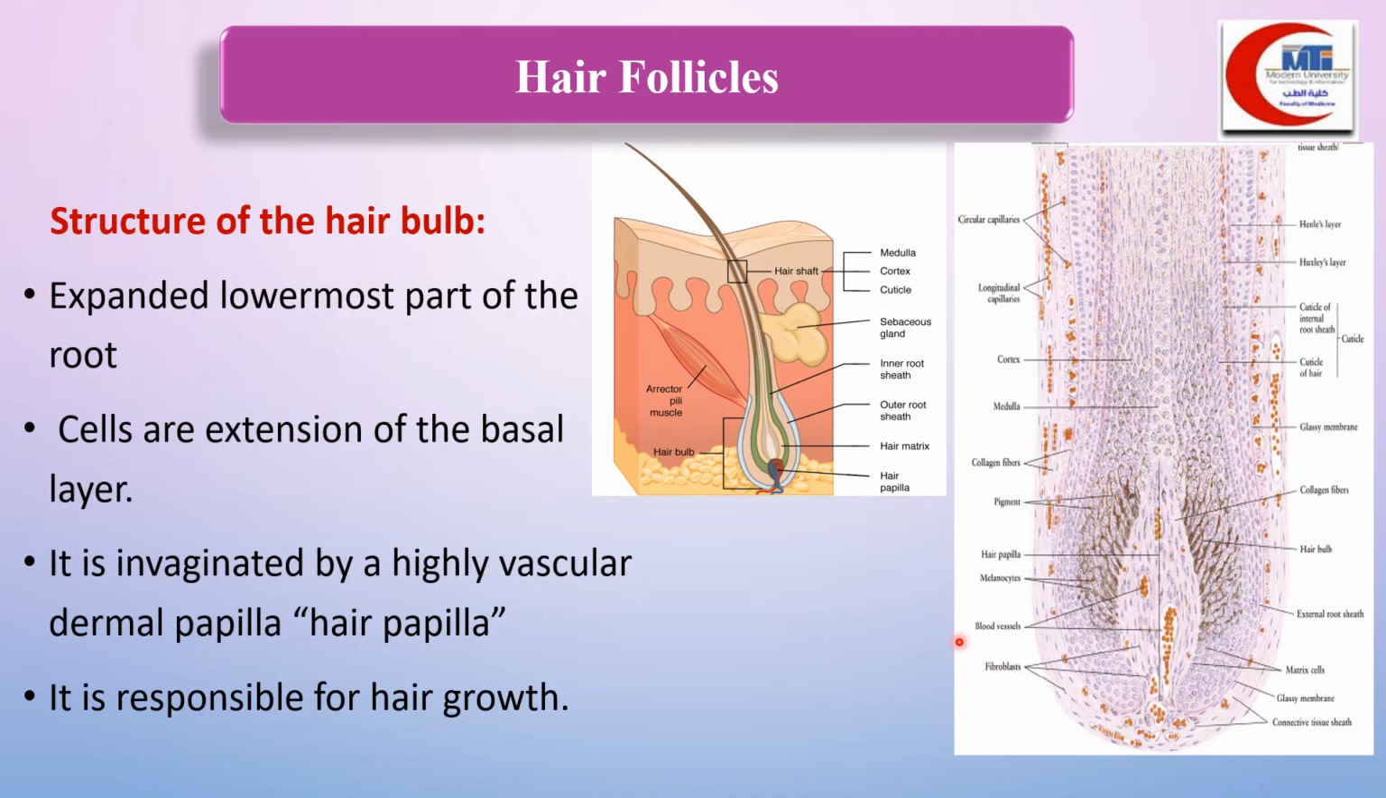Okay, the hair bulb. Let's now know the structure of the hair bulb. The hair bulb is the terminal dilatation of the hair follicle. This part is the hair bulb. It is formed of a cellular mass at the bottom of the hair root sheath and root, the hair matrix. As we mentioned, this part contains the hair matrix, and it is responsible for the hair growth.